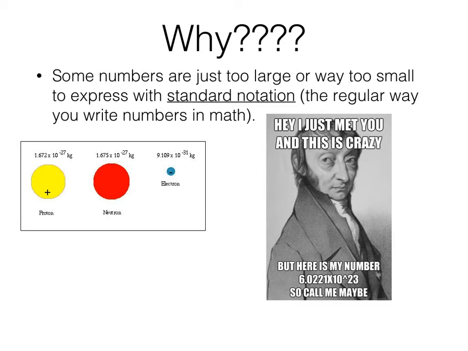Let's start with really tiny numbers. Like these values over here, the mass of a proton, the mass of a neutron, or the mass of an electron, which is really, really small. So let me just write out the mass of a proton without using scientific notation. Are you ready?